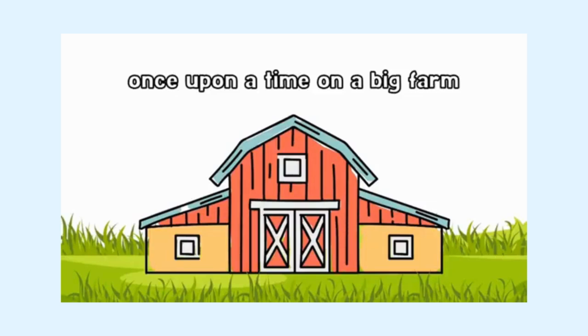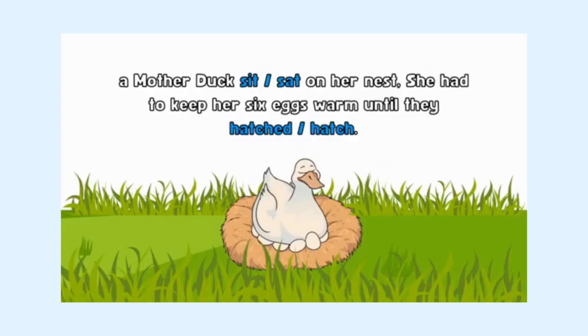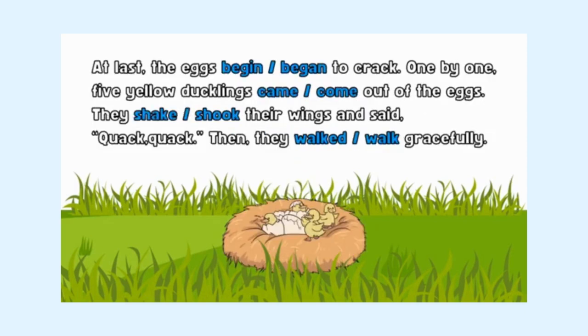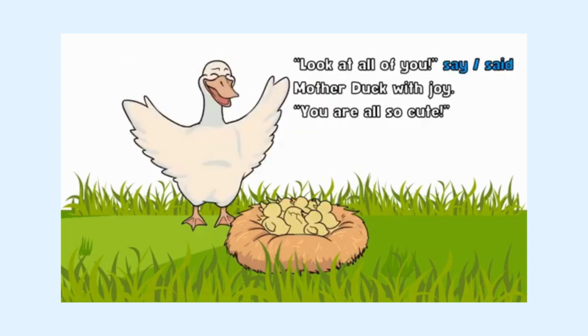Once upon a time, on a big farm, a mother duck sat on her nest. She had to keep her 6 eggs warm until they hatched. At last, the eggs began to crack. One by one, 5 yellow ducklings came out of the eggs. They shook their wings and said, "Quack, quack." Then, they walked gracefully. "Look at all of you," said Mother Duck with joy. "You are all so cute."